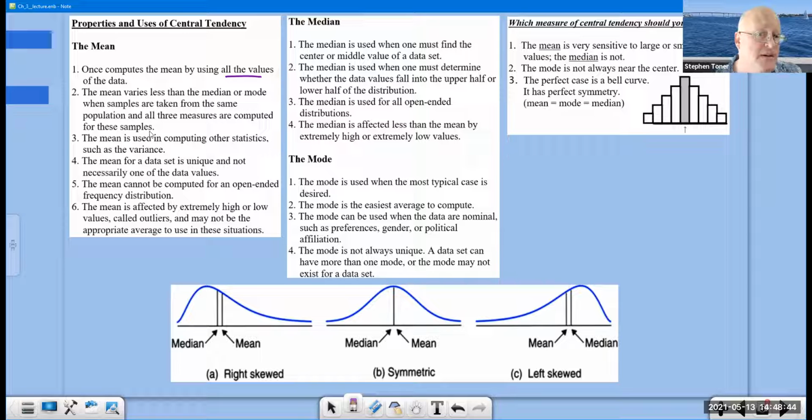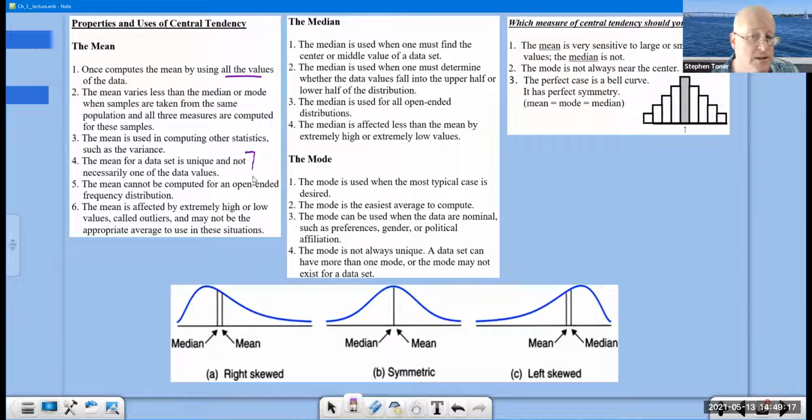The mean varies less than the median or mode when samples are taken from a population and all three measures are computed. The mean varies less than the median because it's in the middle, basically. It doesn't vary as much because all the highs and the lows are being canceled out. The mean is used in computing other statistics such as the variance. We will talk about the variance a little bit later. The mean for a data set is unique and not necessarily one of these values.